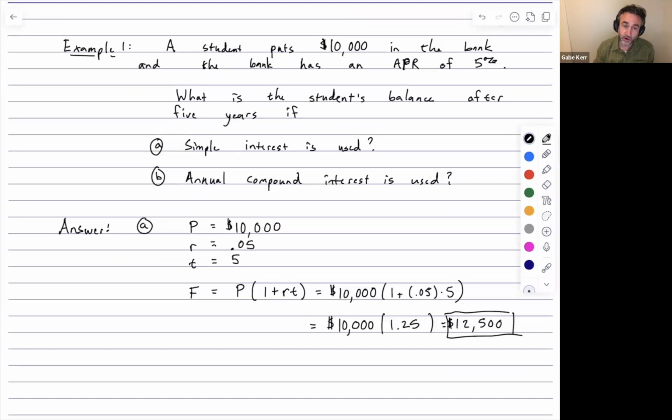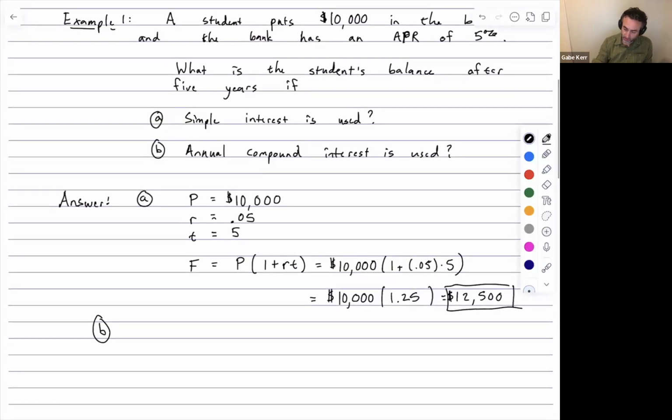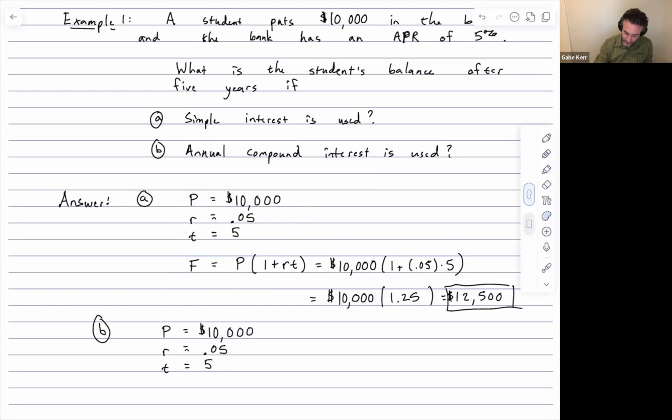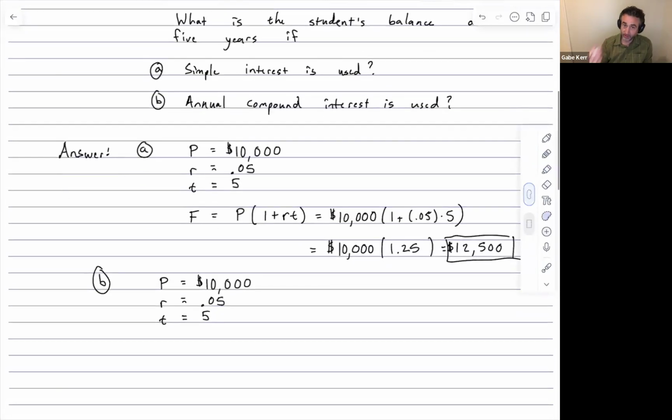But actually, this is really not realistic. It would be very hard to find a bank that did use simple interest. It's very uncommon. Instead, compound interest is used most commonly, and not always annual compounding, but certainly some kind of compound interest. So let's see what's going on with compound interest. We still have these quantities. They're all still the same. Nothing has changed. But now we're going to think through what happens over time.